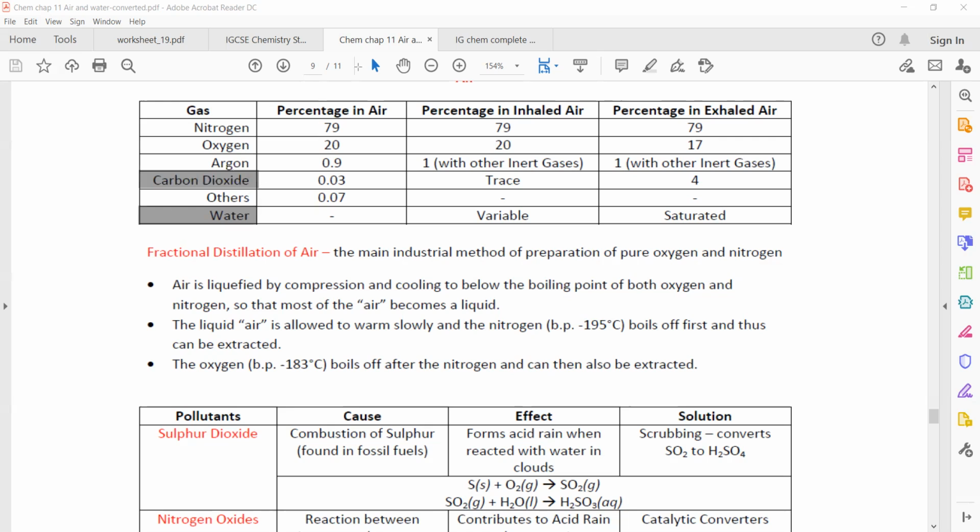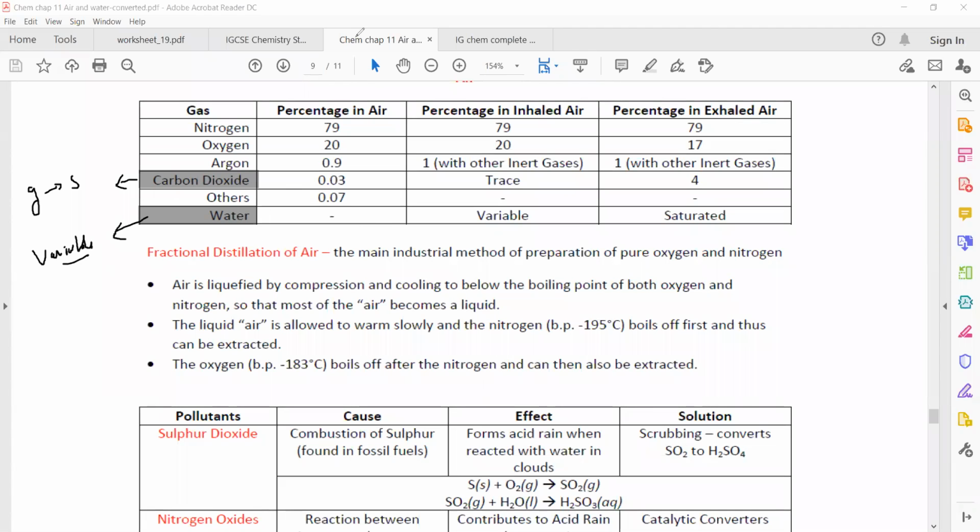What is the reason why we remove carbon dioxide? Because carbon dioxide sublimes, meaning it converts directly from gas to solid. So that's why carbon dioxide is removed. And why do we remove water from the mixture? Because it is variable, its percentage is not fixed, it changes. That's why we remove both of them.